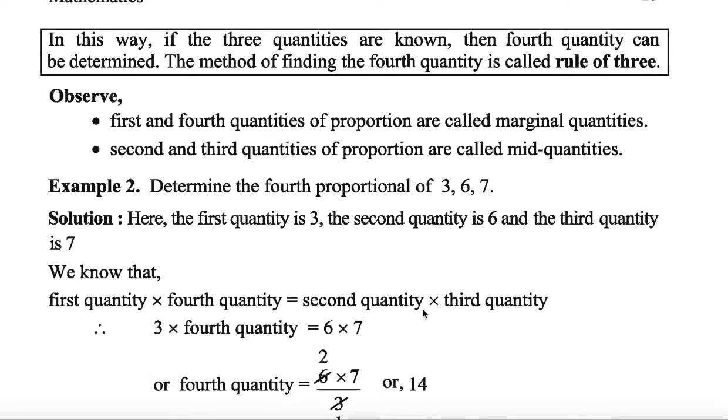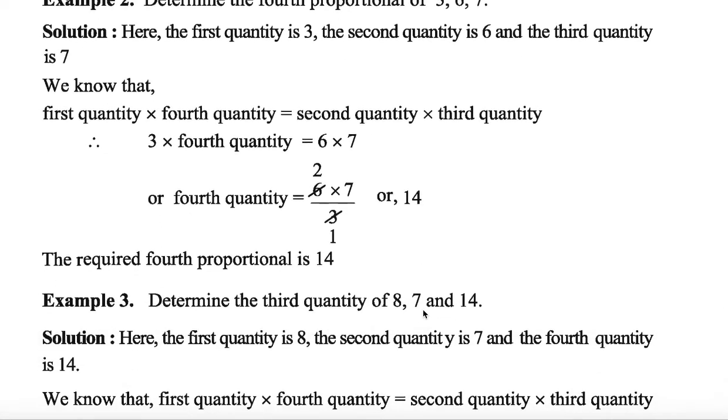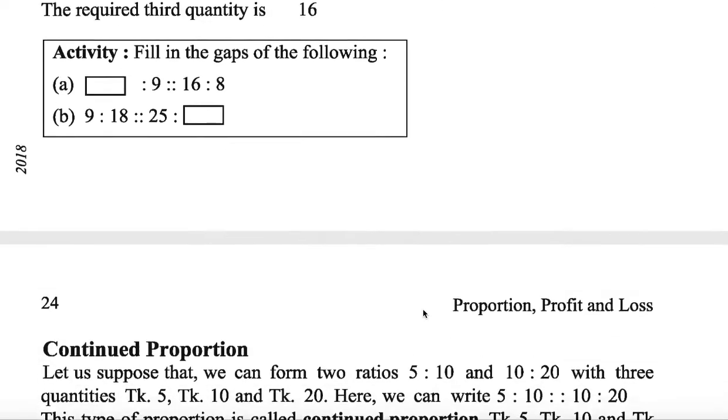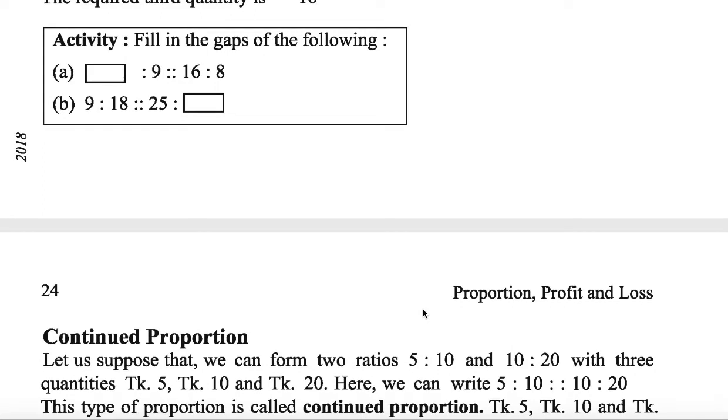First and fourth are called marginal quantities. Second and third quantities are called mid quantities. Determine the fourth proportional. Similar example: determine the third quantity. This is also similar, but the only difference here is you have to find the third instead of the fourth. Now you can fill the gaps, right? Now you have an idea what these quantities, ratios and proportions are.